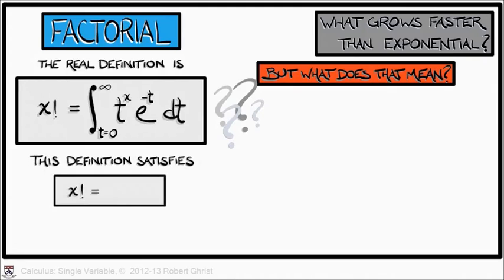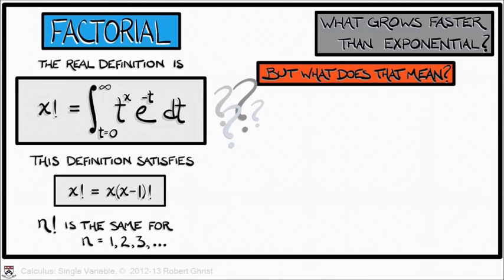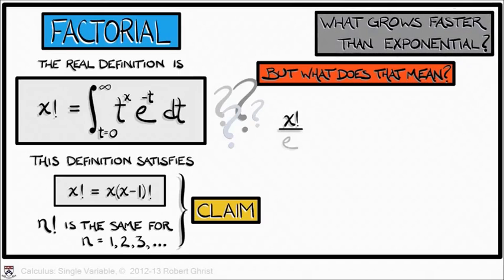But for the moment, one thing to know is that this definition satisfies the property that factorials have, namely that x factorial equals x times quantity x minus 1 factorial, at least for x positive. And also, n factorial, for an integer, agrees with this definition. Now, I'm not going to prove that now. We'll talk about that later in the course.